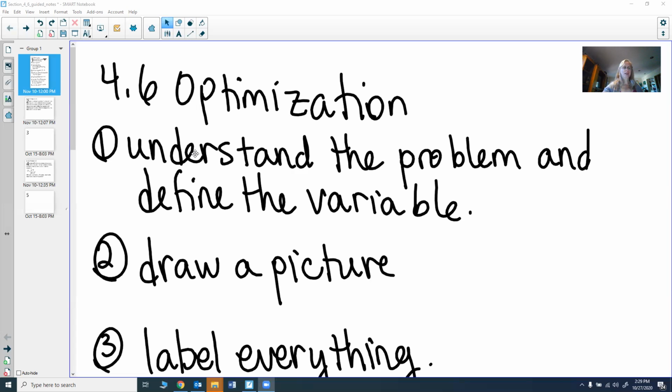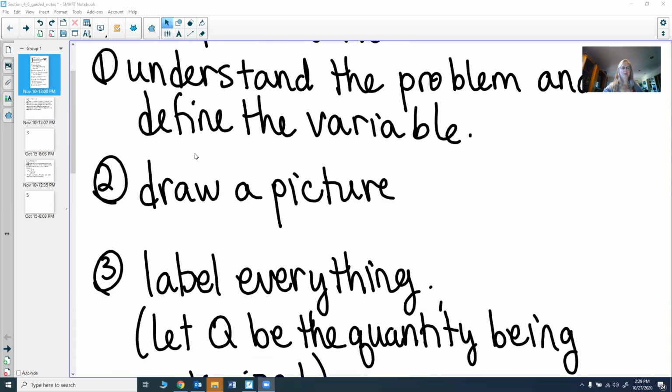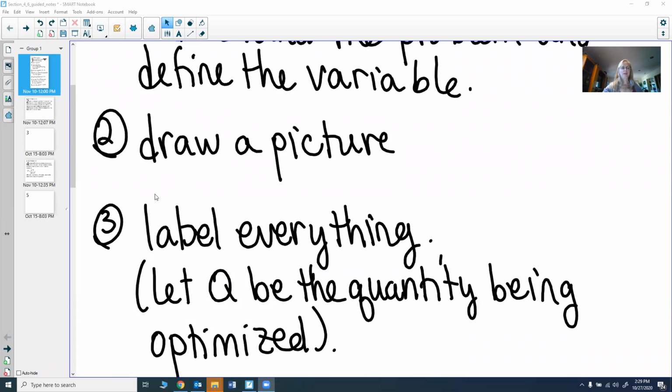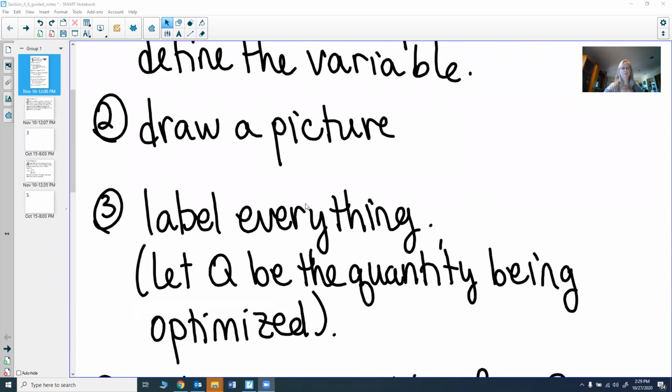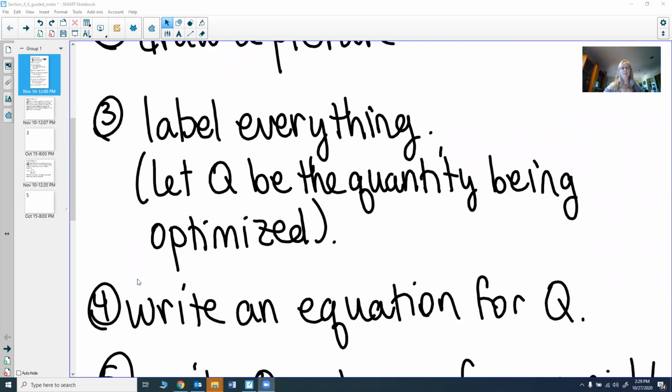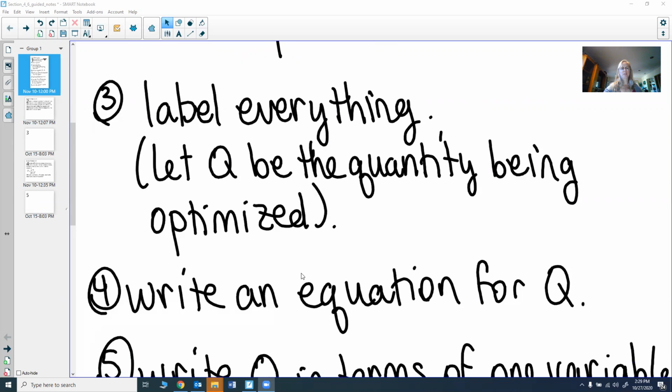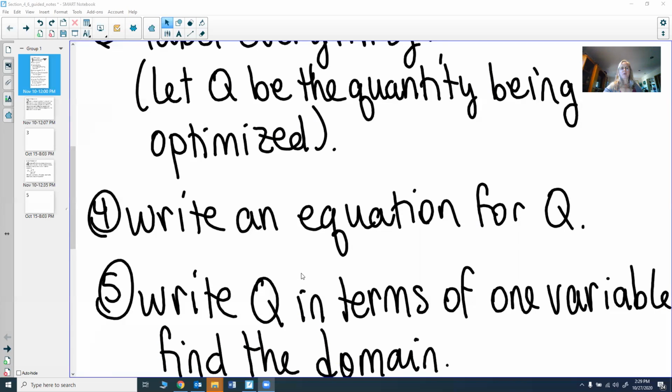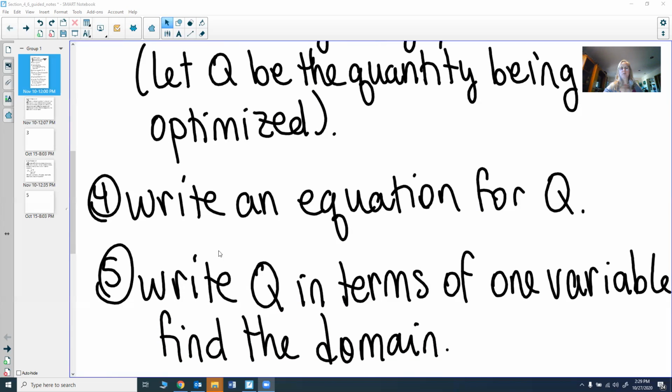So it helps to get that picture down of what your situation is, label everything, and then including labeling everything, you can have some quantity that you want to maximize or minimize, that you want to optimize. Figure out what that quantity is. You can call it anything you want, but let's call it Q for the moment, just to have something to talk about. And you're going to let Q be that quantity you're going to be maximizing. Then you're going to write an equation for that Q, whatever that equation happens to be that is from the situation. If you have multiple variables, you want to first write Q in terms of one variable so that you don't have multiple variables in there that you want to try to maximize around.